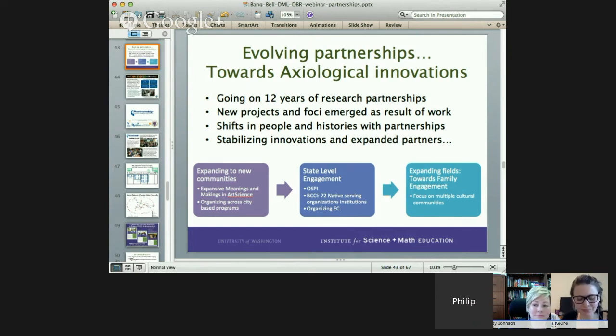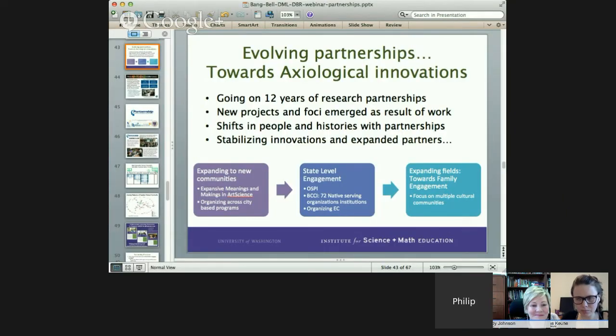Been playing with how is it you engage in state-level engagement, and it's both through OSPI, but also I'm engaged with a project that works with 72 nonprofits that serve Native communities, which is a kind of crazy idea that you might partner with that many people. Well, at least right now that feels crazy to me. And then we're also thinking about expanding fields. So we've learned lots of things that are relevant to the fields of family engagement in our process, and how are we thinking about that?